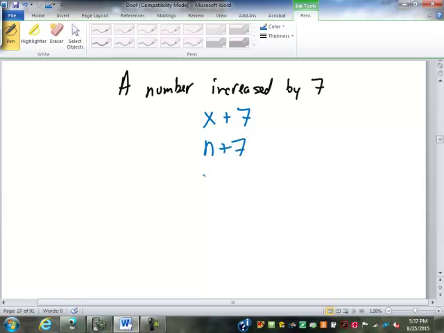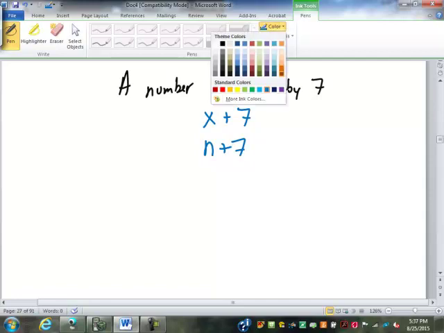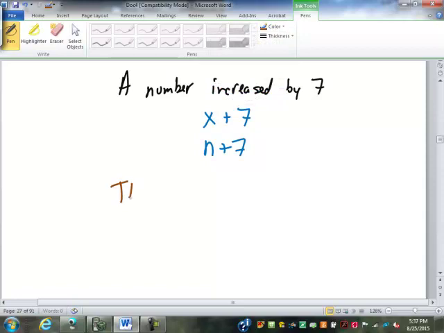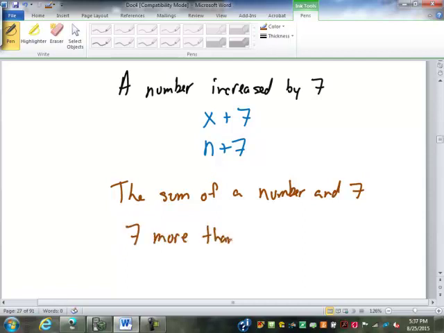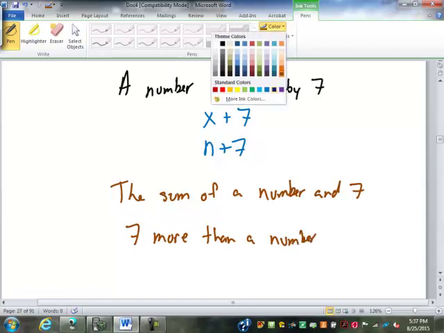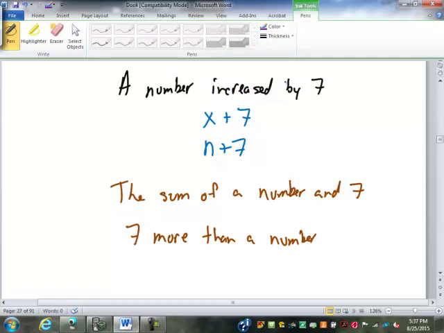Now there are a lot of other ways that n plus 7 or x plus 7 could be represented. We could have the sum of a number and 7. We could have 7 more than a number. And I'm not going to go into all of them. These the obvious ones like a number plus 7 or whatever.